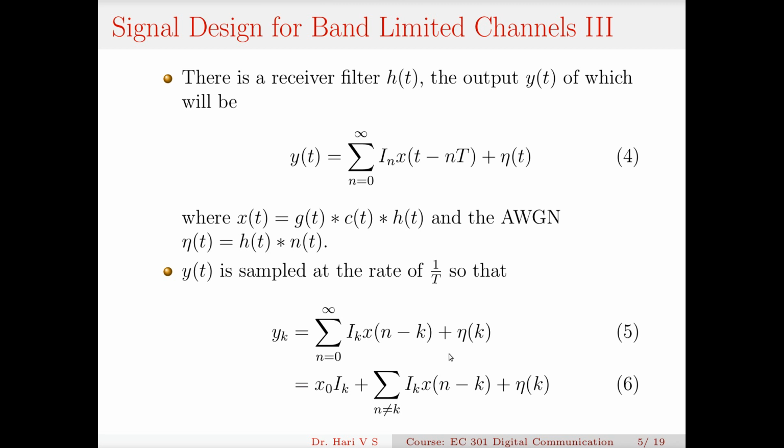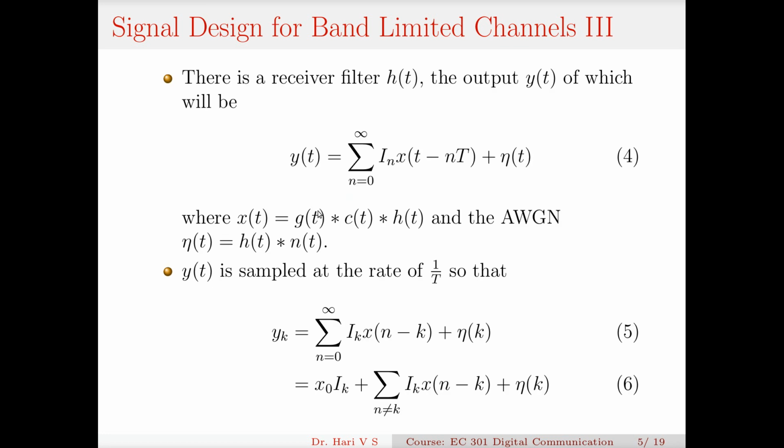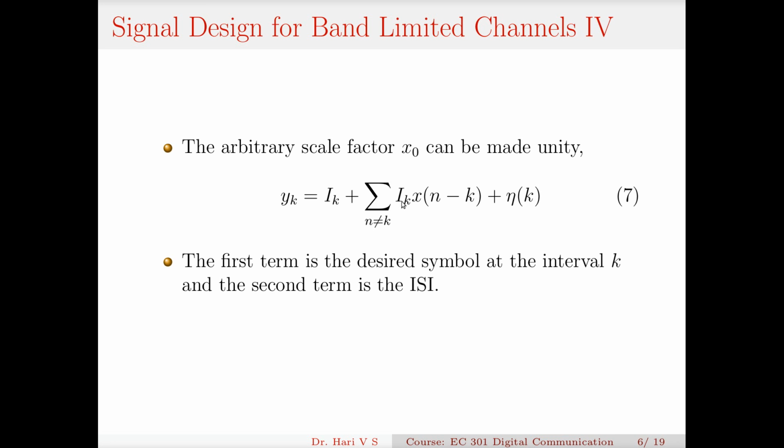Now this x_0 can be made an arbitrary scale factor. Nothing stops me from doing that. I can make this x_0 a 1, so that y_k is equal to I_k plus sigma over n not equal to k of I_n x(n - k) plus eta_k. Now if you look into this equation 7, you can see that this is what I need, at n equal to k. This is the intended symbol. This is the original information symbol transmitted at n equal to k. This is what I want.